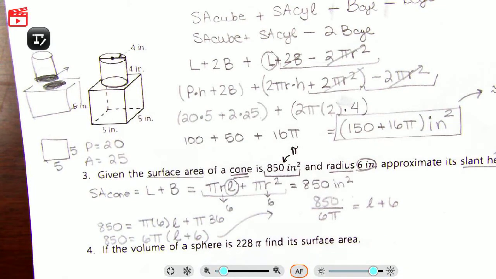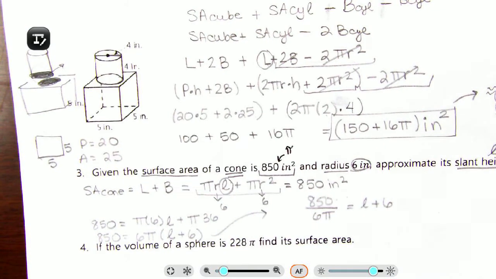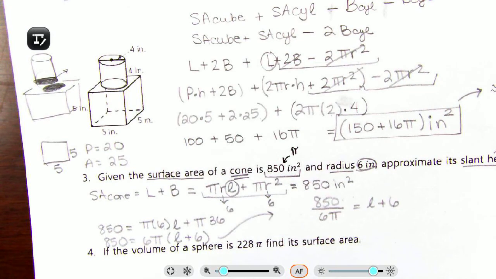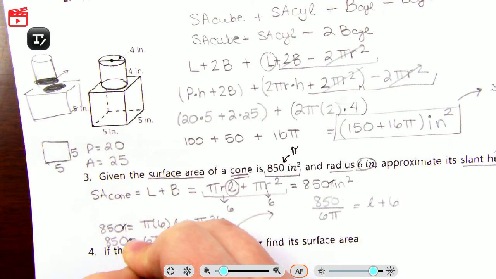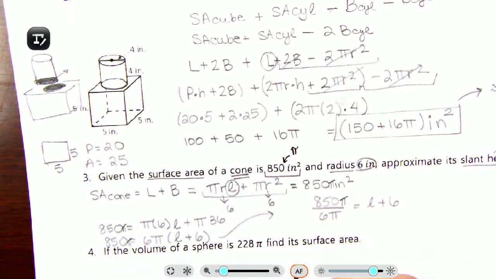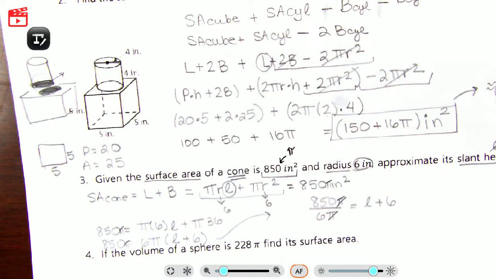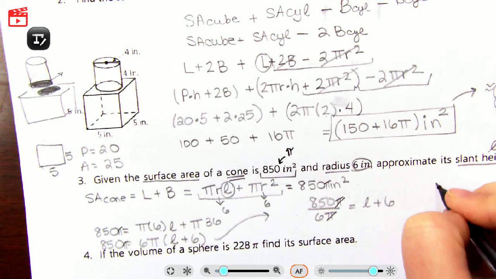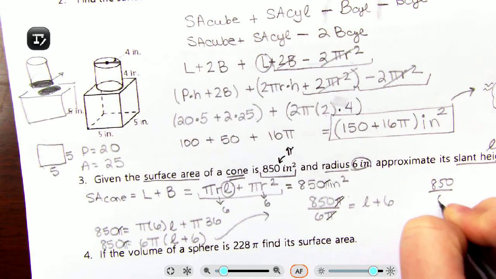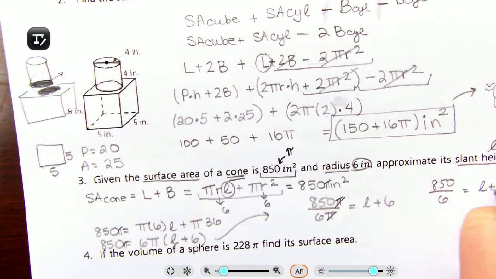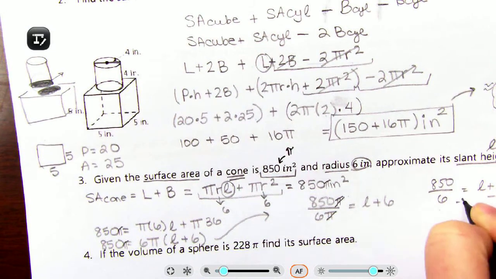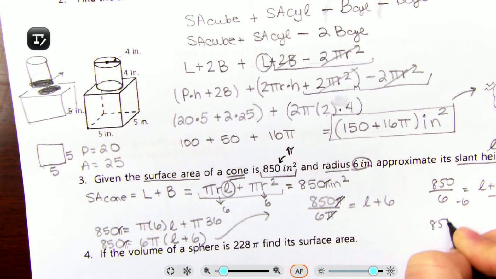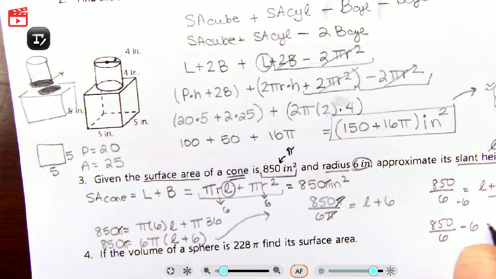And again, you're going to want to leave an exact form. Oh, and did you catch that? I forgot my pi again. Here's pi, here's pi, here's pi. That's because we can cancel out the pi's, and that's why it's there. So I have 850 divided by 6 is equal to slant height plus 6. Subtract 6 from both sides. So I have 850 divided by 6 minus 6 is equal to the slant height.